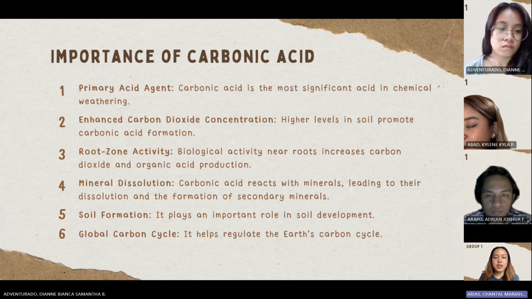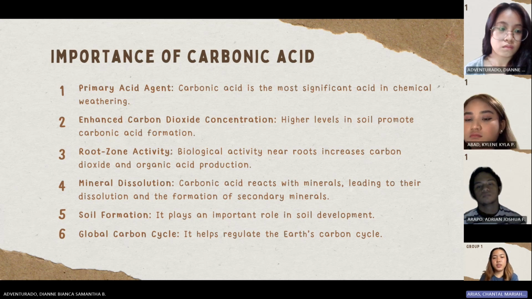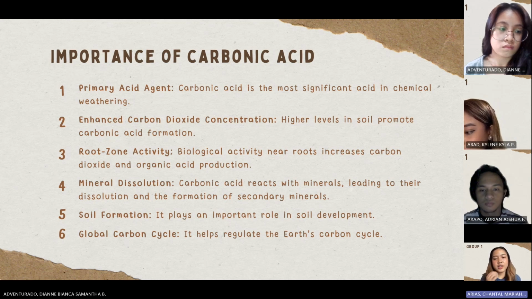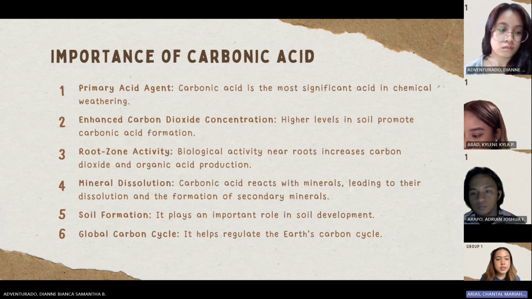Mineral dissolution. Carbonic acid reacts with minerals leading to their dissolution and the formation of secondary minerals. So yung carbonic acid, it reacts with minerals like potassium feldspar, breaking down the mineral structure and releasing soluble ions. This process contributes to the formation of secondary minerals like kaolinite. Next is the soil formation. It plays an important role in soil development as it releases essential nutrients and creates the necessary conditions for soil development.